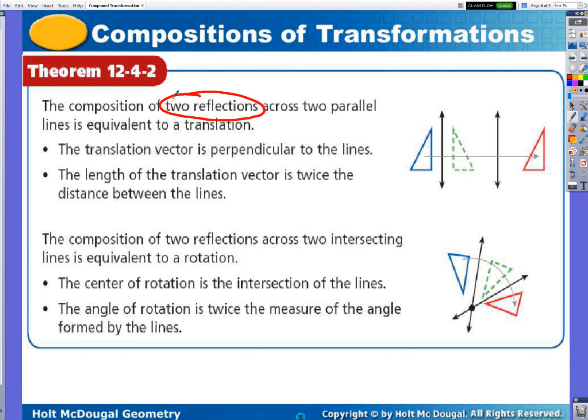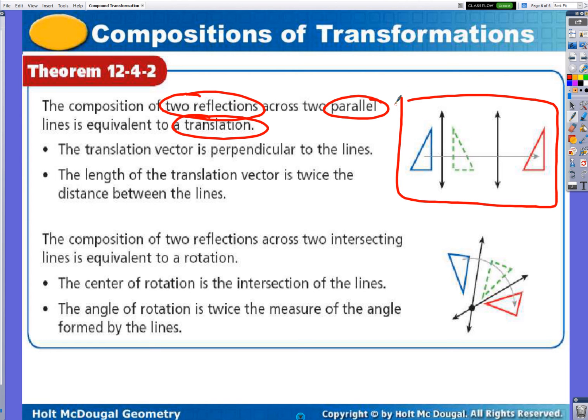Two reflections with parallel lines, that's a translation. If you do a double reflection along axes that are parallel, you see an image of this here. They give you a picture of it. If both axes are parallel and I do a flip and then another flip right afterwards, what does it end up looking like? A slide. It just looks like it's slid across.